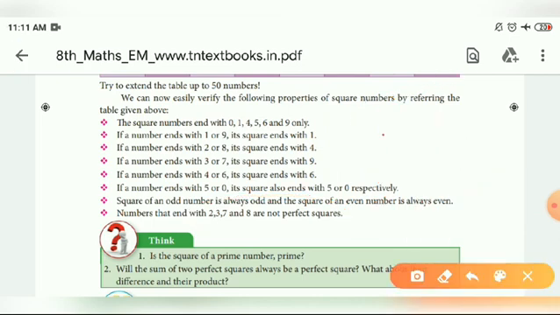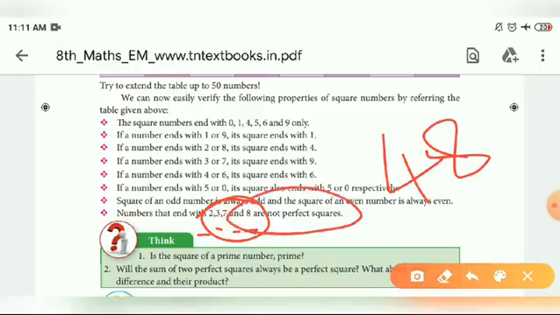Okay. So if a number is 48, it is not a perfect square. We cannot find the square root of 48. So a number ending with 2, 3, 7, 8 is not a perfect square.